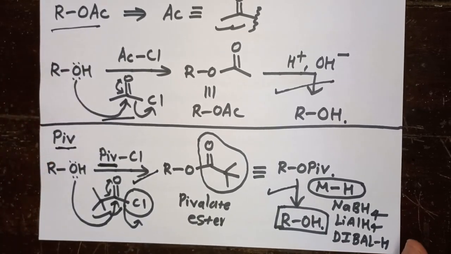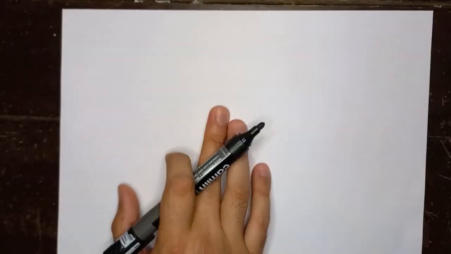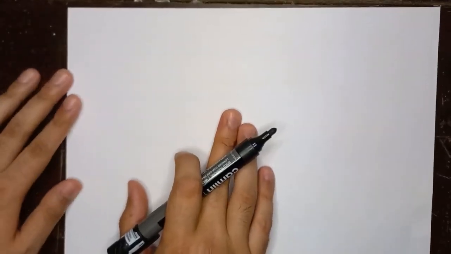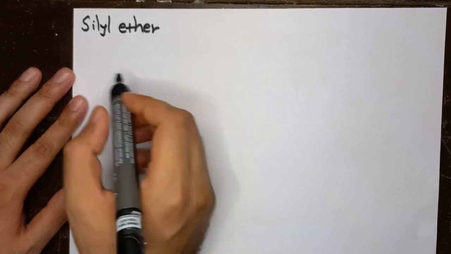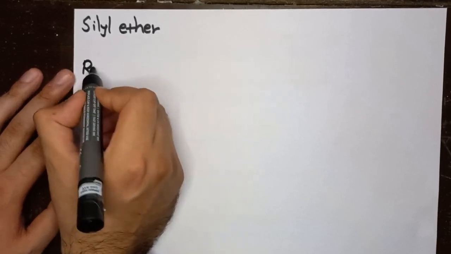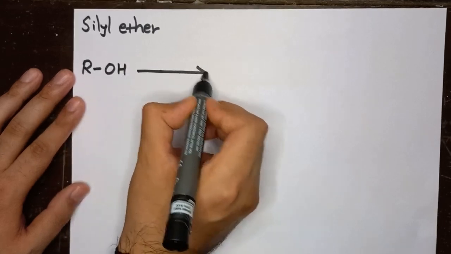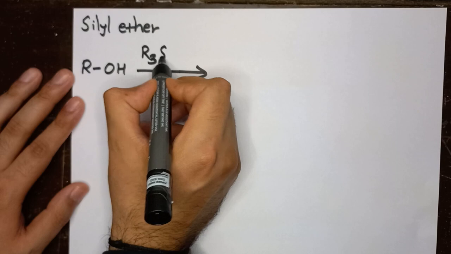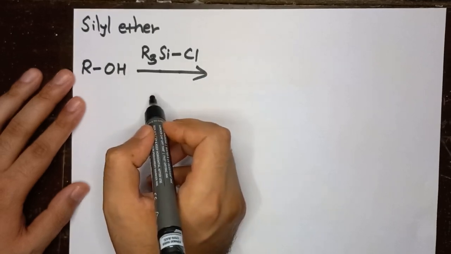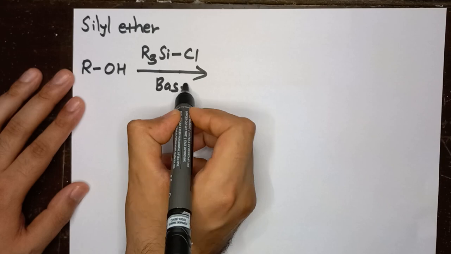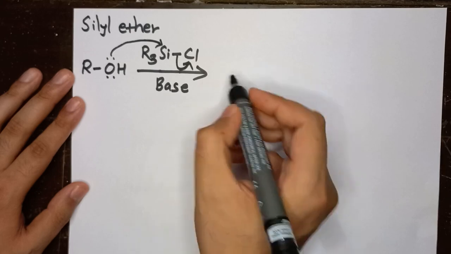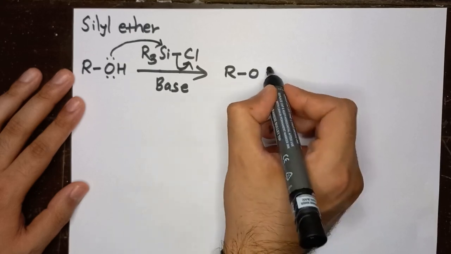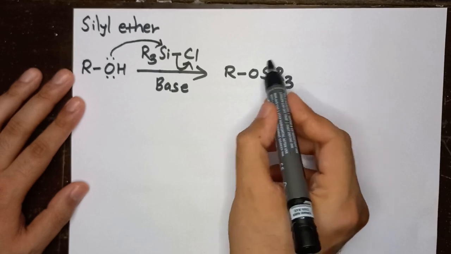So now let's talk about the silyl protection. Okay, so till now we have talked about the alkyl ether. Now let's talk about silyl ether. Okay, so this is my alcohol, and I'm reacting this with any silyl chloride. So the mechanism is the same. Use base, this oxygen lone pair will attack on silicon, chlorine is going to leave, and you will form silyl ether.